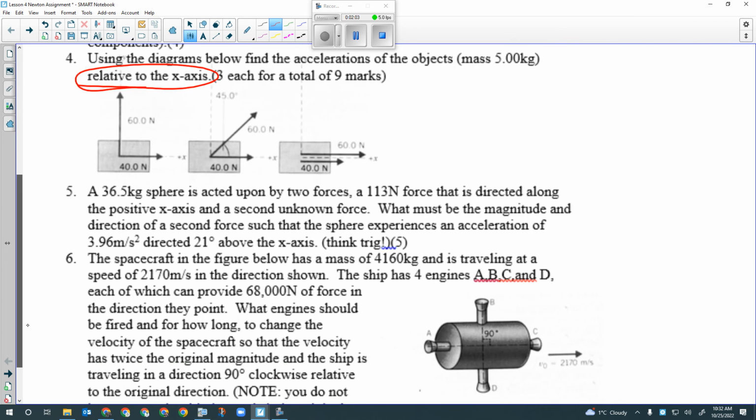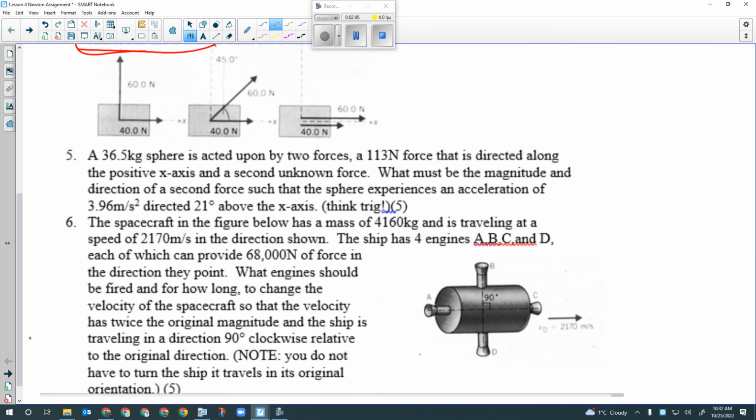Number 5 is a bit of a different question. We've kind of done questions like this, but this one's a vector trick, is what I'll tell you. It's less about Newton's second law and more about vectors. That said, Newton's second law is still part of it. Okay, so it's this sphere that's 36.5 kilograms is being acted upon by 2 forces. One of those forces is 113 newtons, and it's directly along the positive x-axis. So that's the positive x-axis.